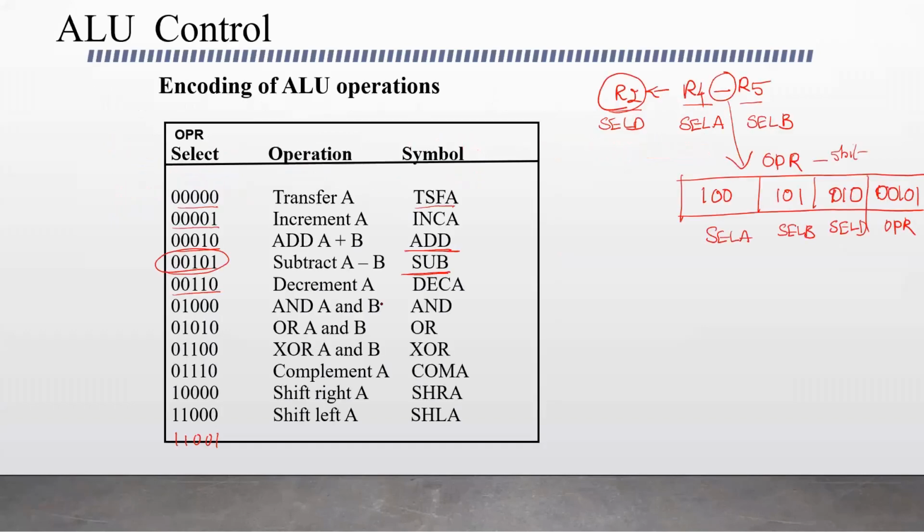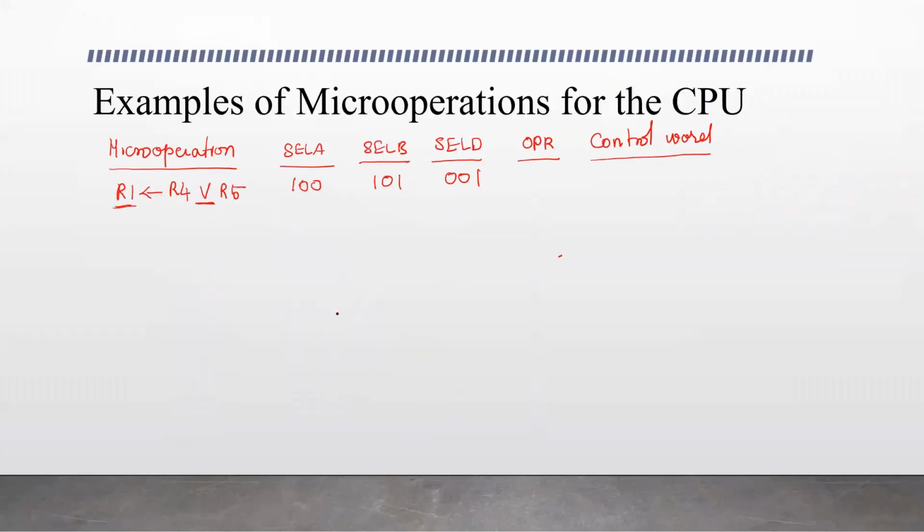Let's look at this OR operation. The OPR binary value was 01010. Okay, 01010. So the control word framed is, first selection A, then selection B, then selection D, then 01010 is the OPR. Okay, the 5 bits, 3 bits, 3 and 3. So this is the control word that controls the operation on R4 and R5 and transferring it to R1.